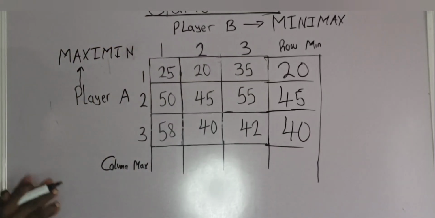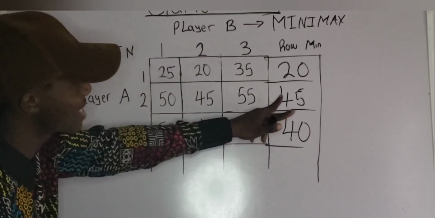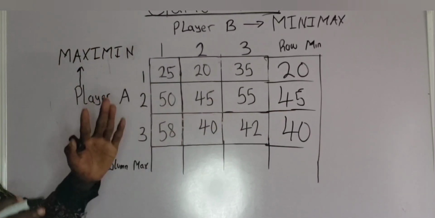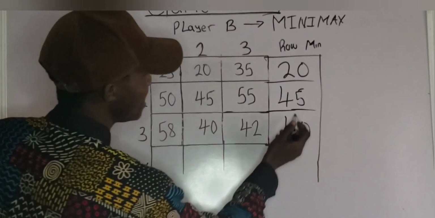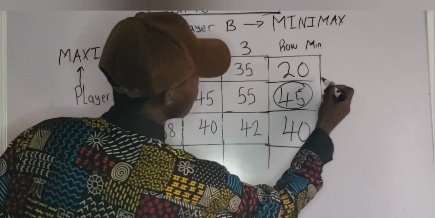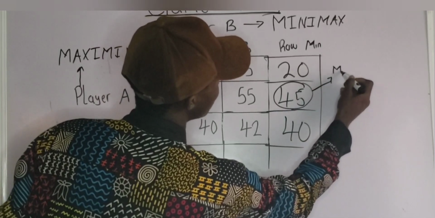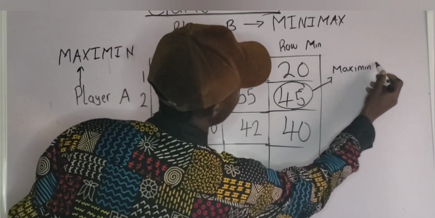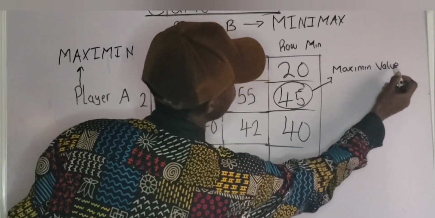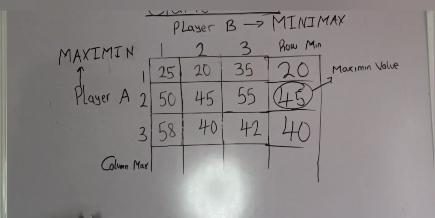Are you getting it? So I'm going to choose the maximum among this minimum. That is why we call it maximum principle. So the maximum here is what? 45. So 45 is the maximum value. Do you understand? So 45 is the maximum value. Now let's find the minimax value.